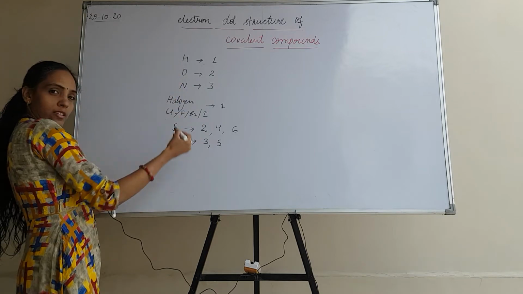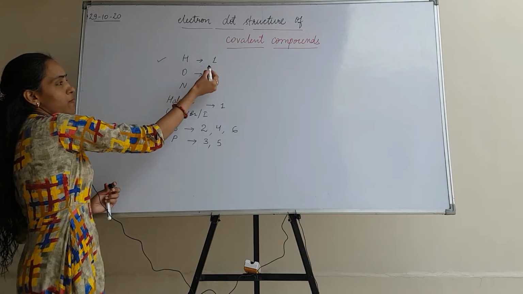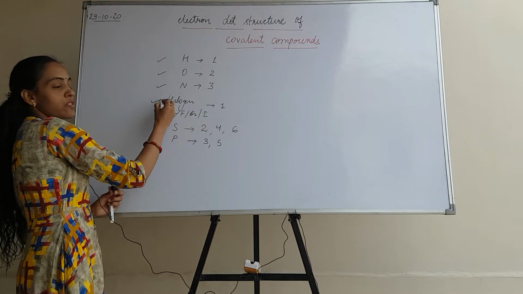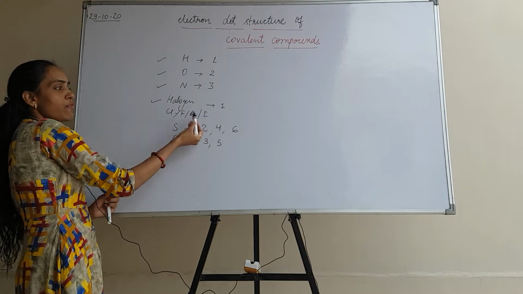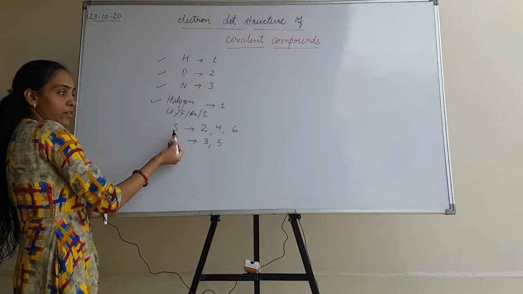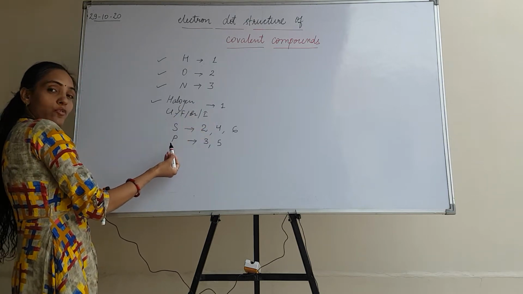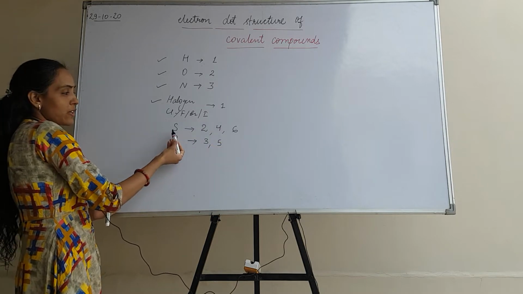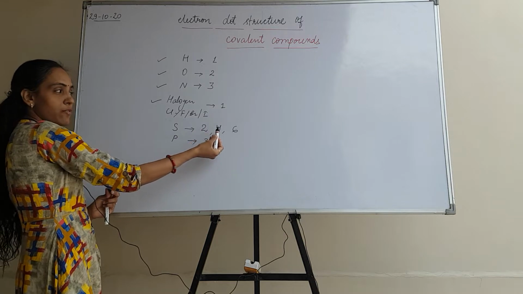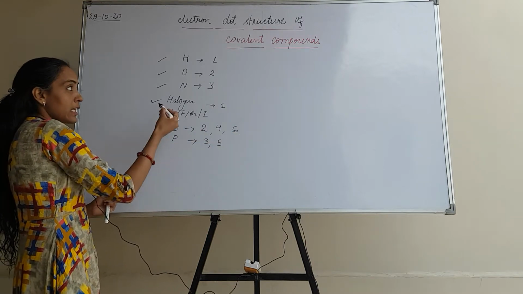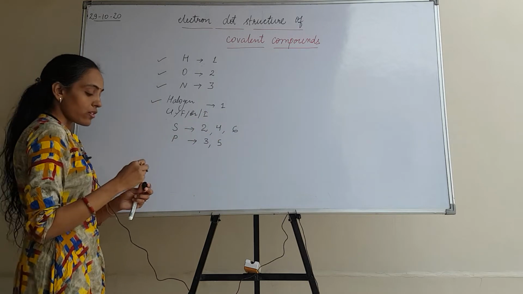Okay, once again we are repeating: hydrogen can form 1, oxygen can form 2, nitrogen can form 3, halogen can form 1. Halogen means all 4 elements, which are chlorine, fluorine, bromine, iodine. Sulfur and phosphorus are brilliant enough, they can form various types of bonds. As you can see, sulfur can form 2 as well as 4 as well as 6 bonds. Phosphorus can form both 3 and 5 bonds. This will help us a lot to draw the structure.